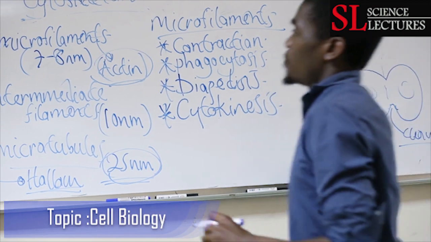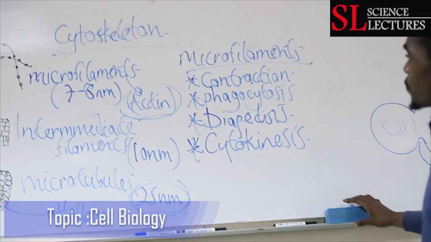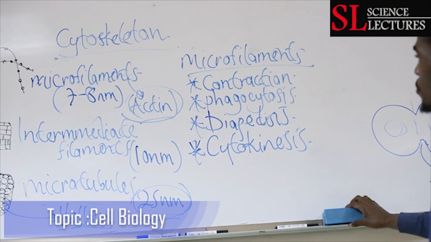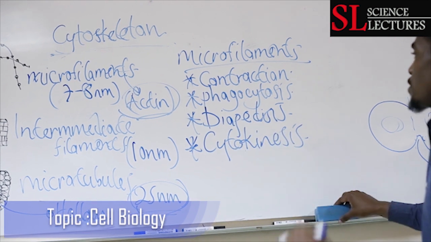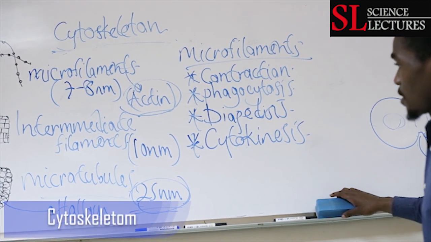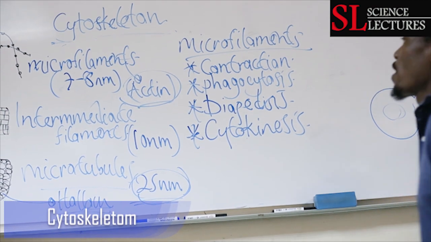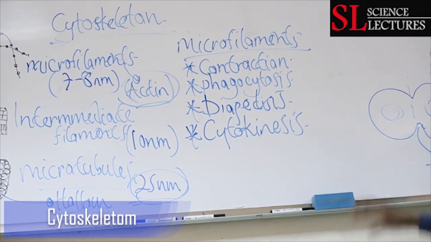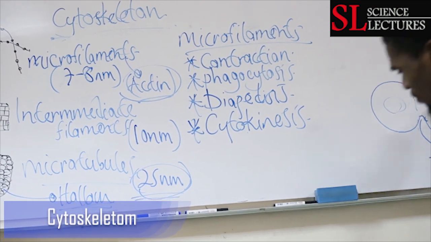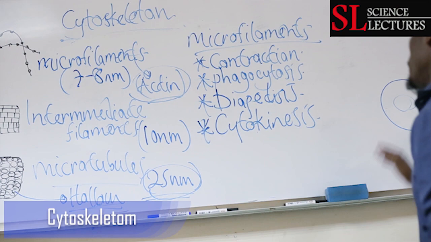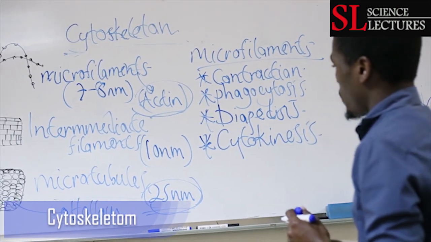So these are the basic functions of the microfilaments. We have muscle contraction, actin and myosin, because they are composed of actin. Then phagocytosis, engulfing a microbe or anything. Then diapedesis, squeezing. Then cytokinesis, the formation of the cleavage furrow during cell division, where we want to divide the cell into two equal portions. So those are the microfilaments.